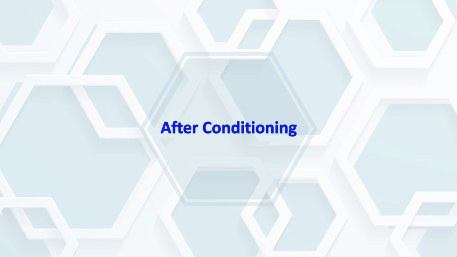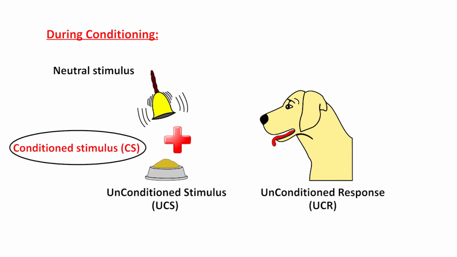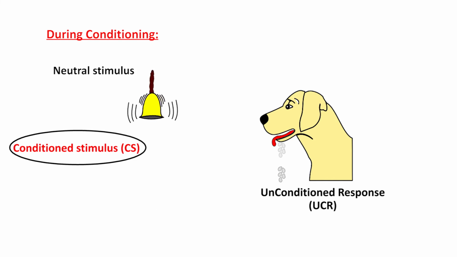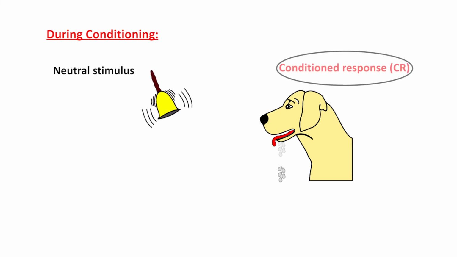Now the third stage is after conditioning. Once the association has been made between the UCS and the CS, Pavlov found that the CS, even when presented alone without the UCS, will trigger a response. The resulting response of salivation, even without food, is known as the conditioned response or CR, which refers to the habituated or learned response to the once neutral stimulus.